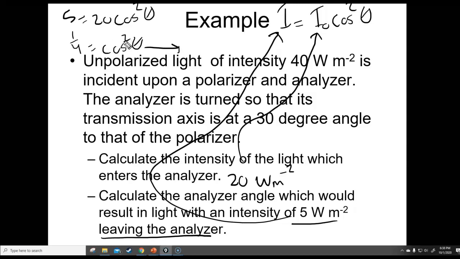I would take the square root of both sides. The square root of 1/4 is 1/2. And then I would do the inverse cosine of both sides. And so theta would equal the inverse cosine of 1/2. Now, of course, I already know what that is because I know that the cosine of 60 degrees is 1/2. And so theta would be 60 there.